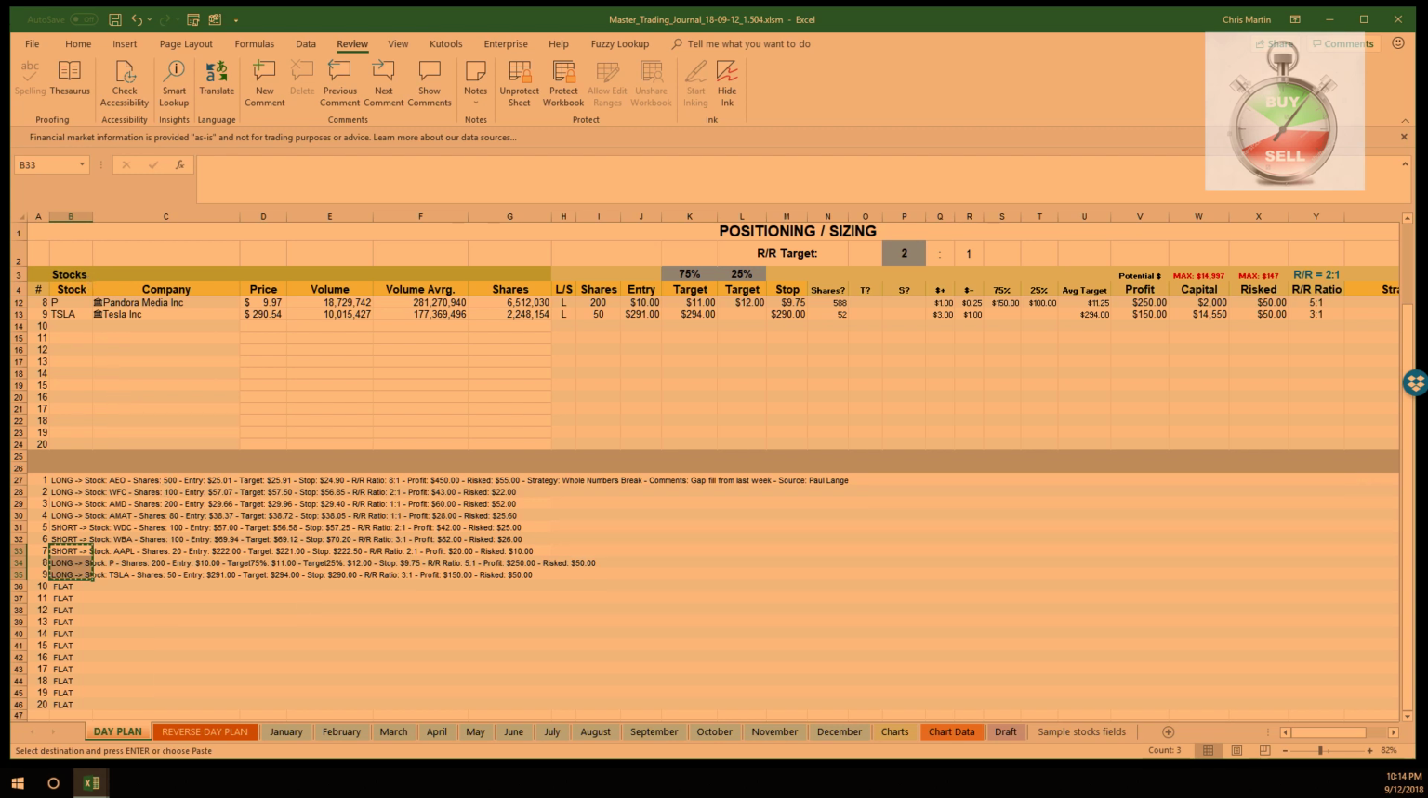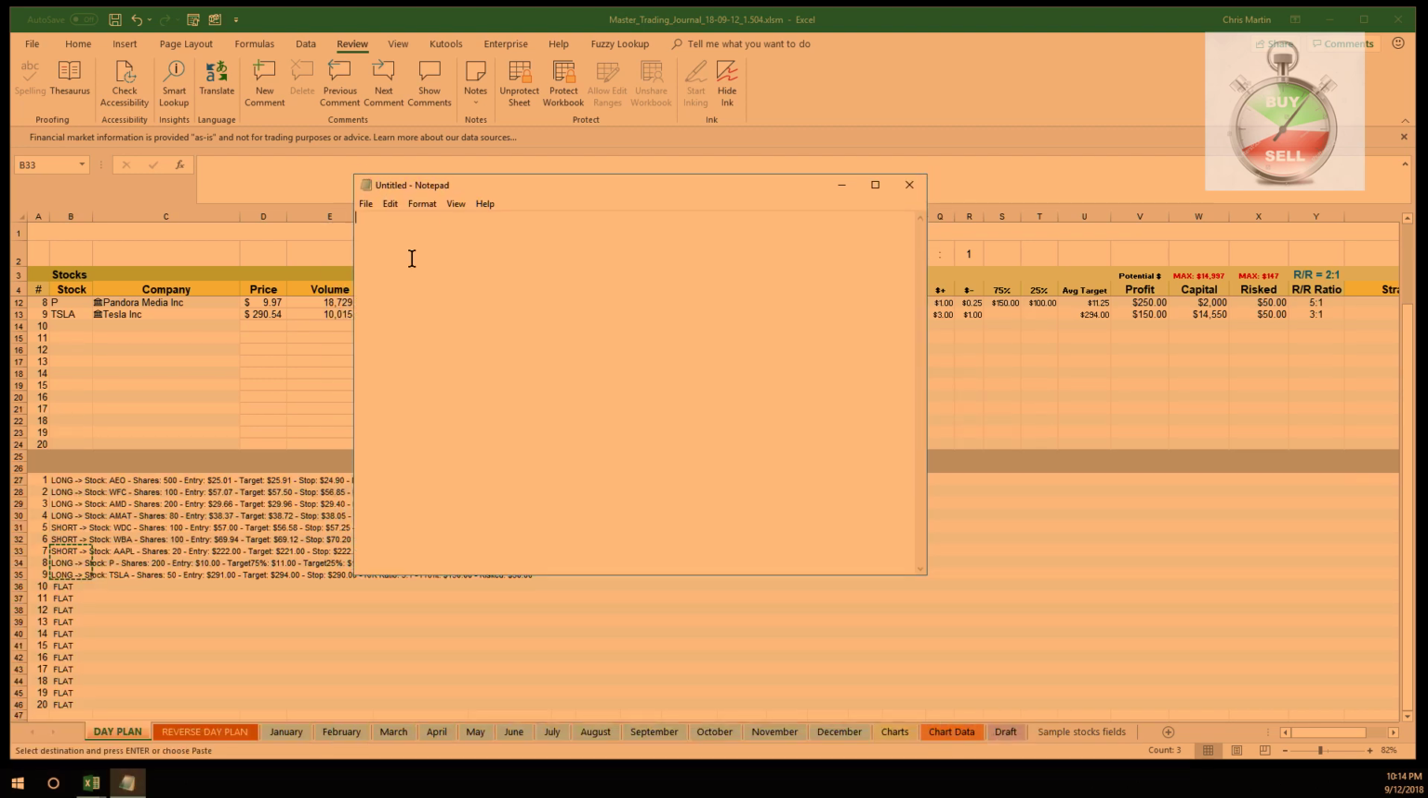And I go to my chat window, and I'll do that here. I go to my chat window and I say, hey buddy, this is my plan either for today or this is the trade I'm about to take. And here it is, all laid out.